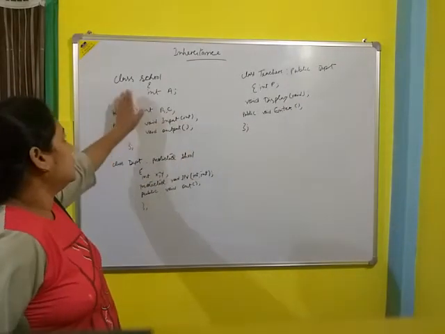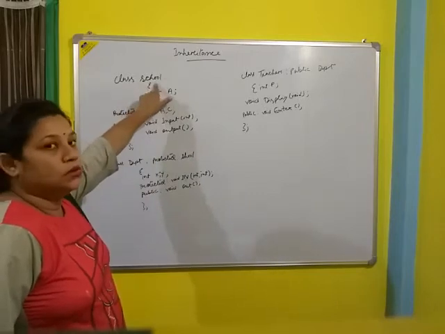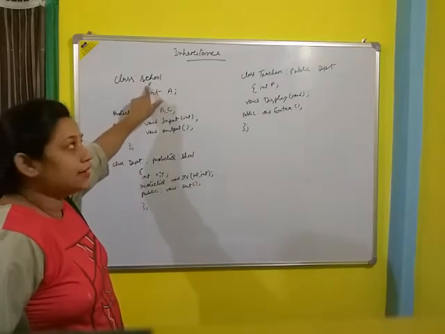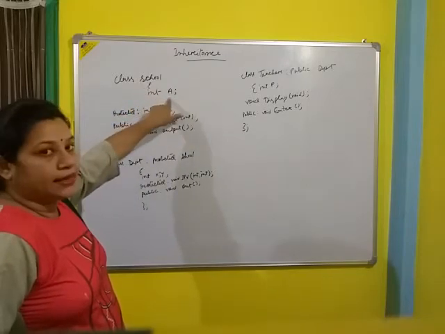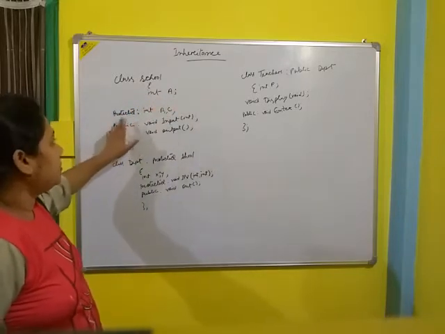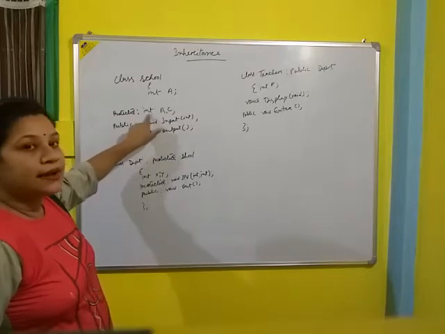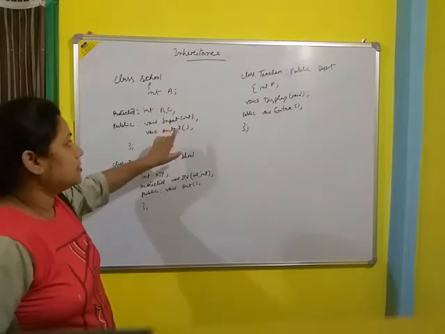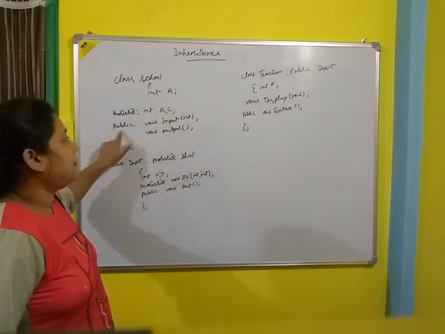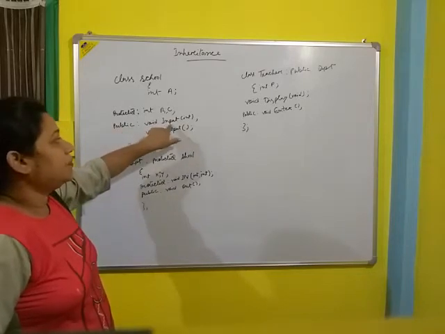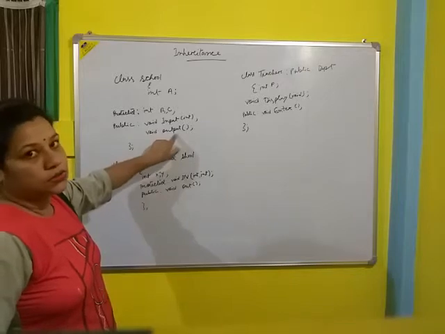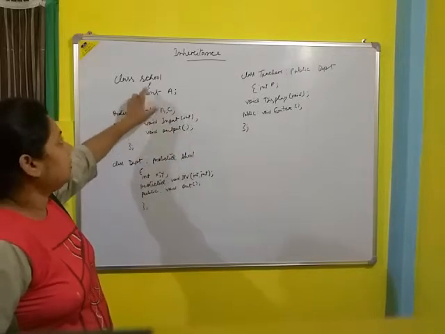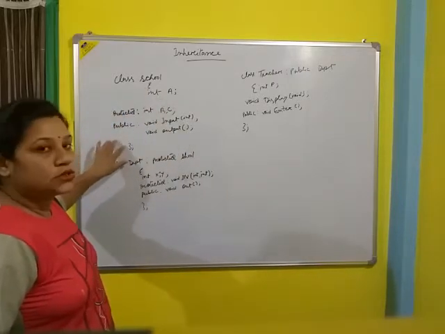Now look. Class school. What is the name of the class? That is school. Begin integer a. Then protected integer b comma c semicolon. Then public void input. This is a function. And void output. This is also a function. Then end of the class student.